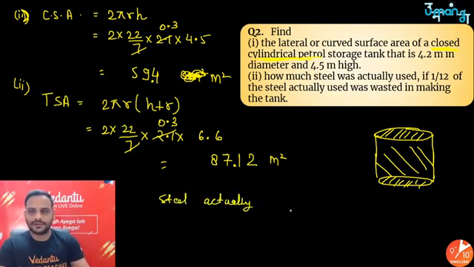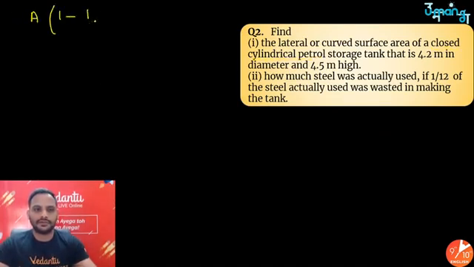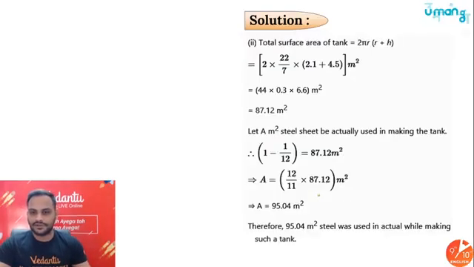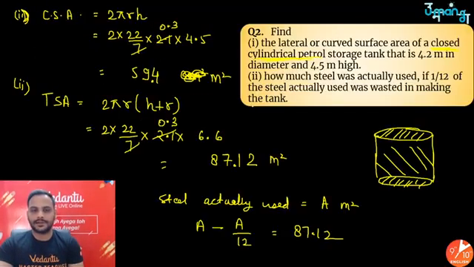Steel actually used is, let's say, a meter square. From that, 1/12 is wasted. So a by 12 is wasted and the remaining is used in making the tank. The remaining is 87.12. So a into, taking a common, 1 minus 1 by 12 is equal to 87.12. Take LCM, 12 minus 1, 11 by 12. So a is equal to 87.12 into 12 by 11. If you solve this further, you will get the final answer as 95.04 meter square. This is how this question will be done.